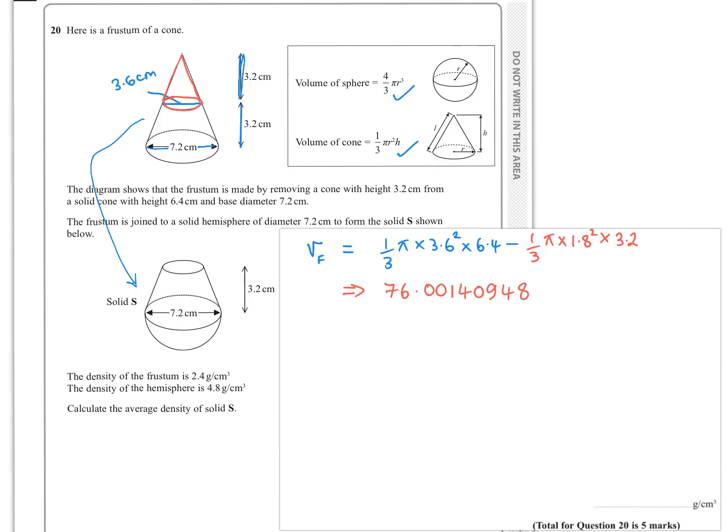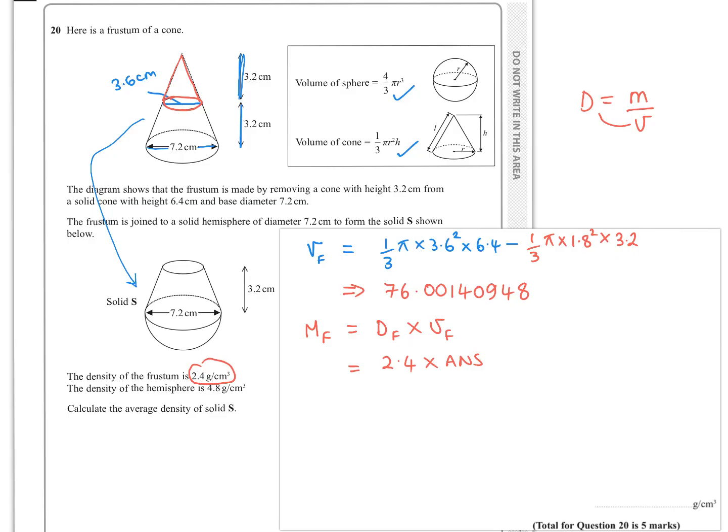76.00140948. So that's everything on my calculator display. Now, what I'm going to look at next is the mass of the frustum. So don't forget, density is how much mass you have per volume. So I know the density because it tells me here. So the mass of the frustum is going to be density times the volume. So it's going to be 2.4 times what I had in my calculator.